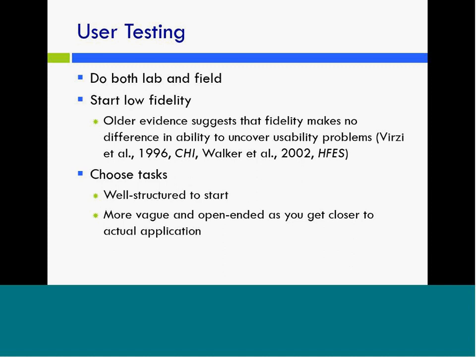Lab and field user testing. Lab means the people come to you. Field means you go to them. Again, you can start with low fidelity. We don't really have good current evidence, but older evidence suggests that fidelity makes no difference. And you want to give people some tasks, so you want to come in with a specific task outline. So for example, in some of my studies, it might be: now imagine that you have been diagnosed with X disease and you have to make Y decision. Here's a sketch of a website that we're giving you, and what would you click on first?